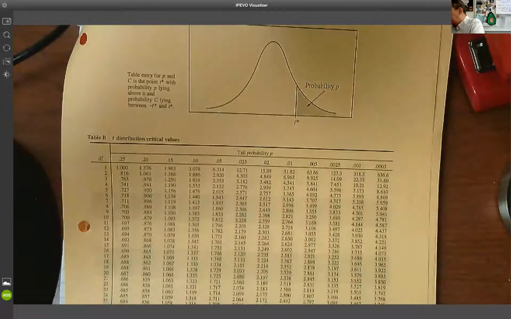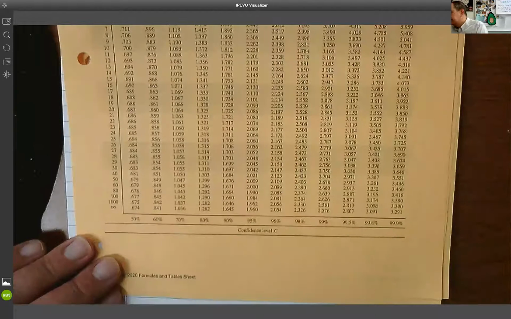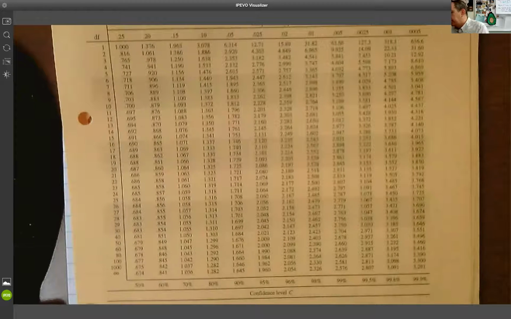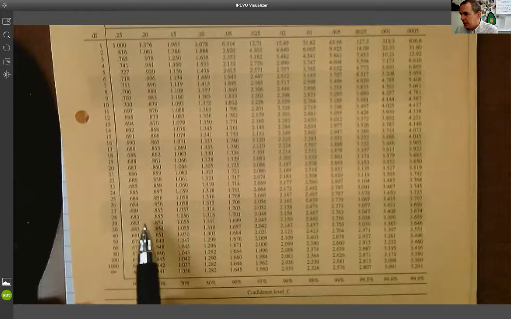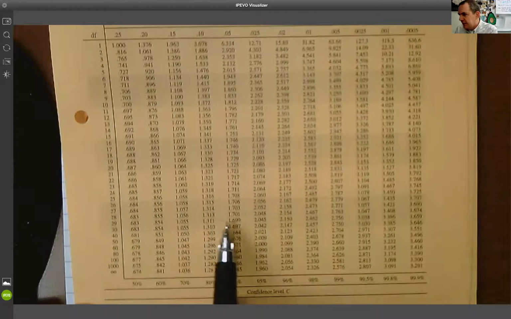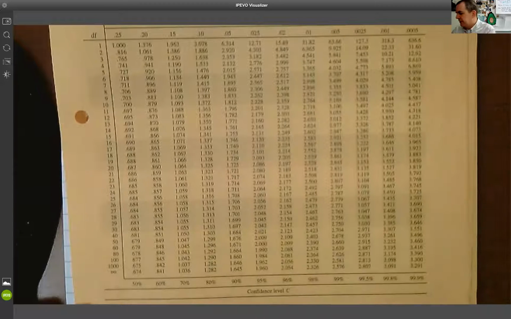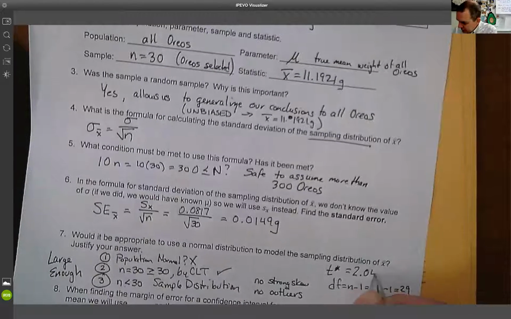Remember, when we dealt with table B before for proportions, all we really cared about was that infinity row, because that's what we dealt with for proportions. Well, now I want you to see how we are going to look at this column right here, 29. We're going to drag our pencil across till we get to the 95% column. 95% with a degrees of freedom of 29 tells me 2.045. So that's going to tell me that the t star here is equal to 2.045.